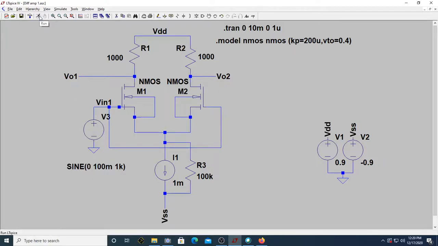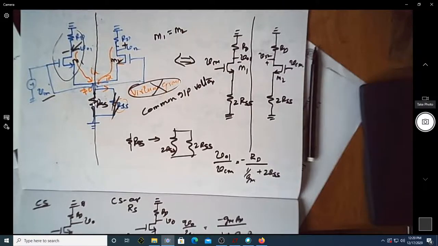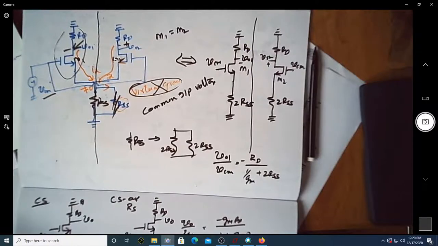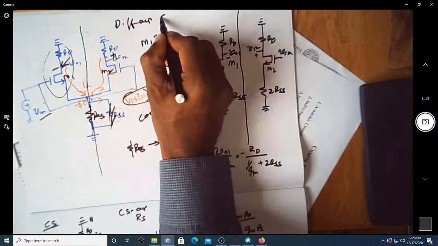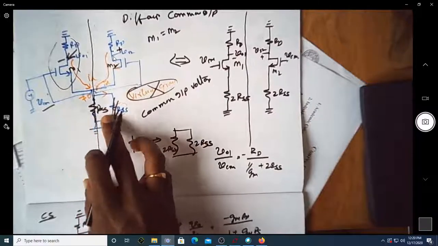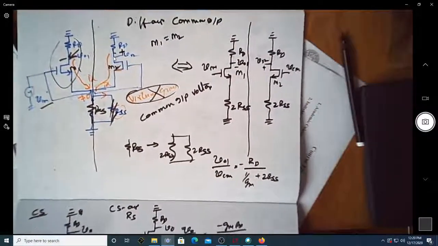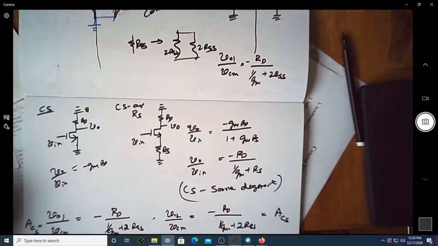Now you can see I should have a value of RSS. If you don't have a value of RSS, the analysis cannot be done, because in this case we have certainly considered this RSS. Without considering this RSS, I cannot write this expression. So while analyzing the differential amplifier for common input, please have this RSS, which is across the current source. Let me again go back to this schematic.